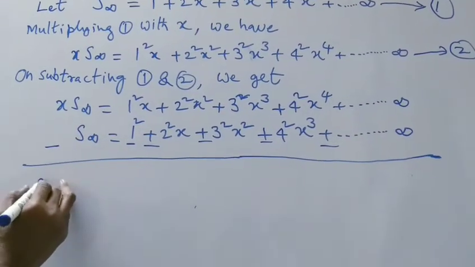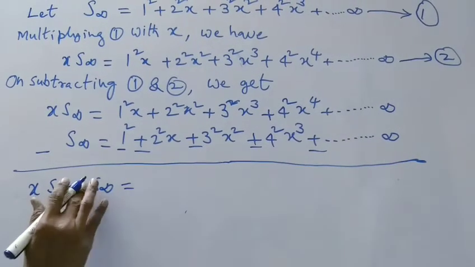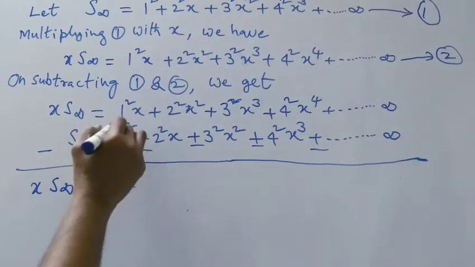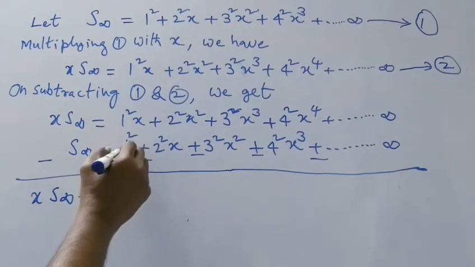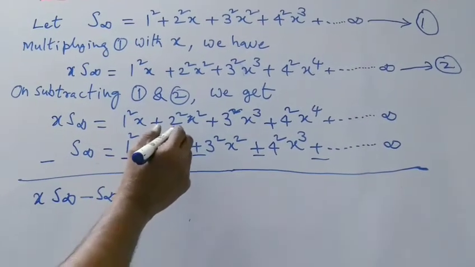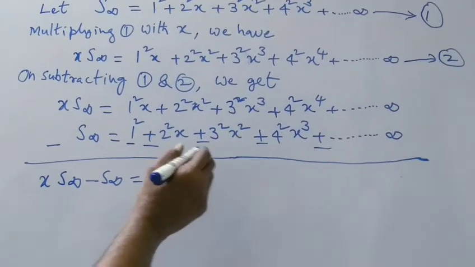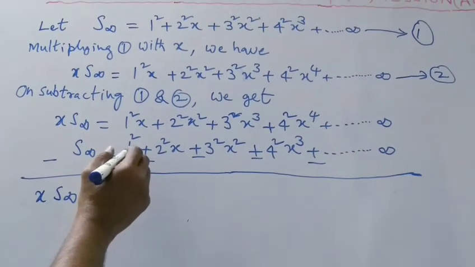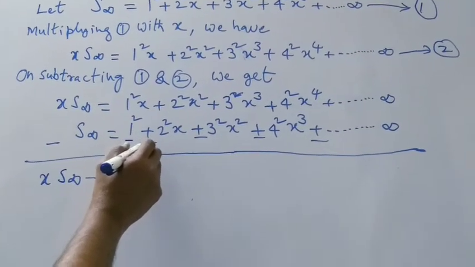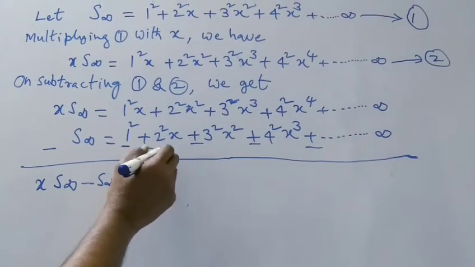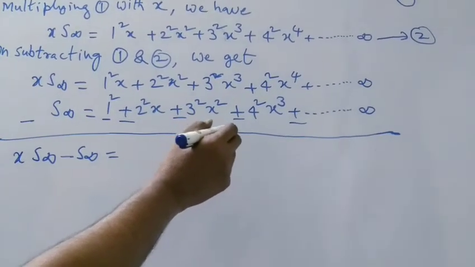S infinity minus x into S infinity is equal to 1 square plus 2 square x plus 3 square x square plus 4 square x cube plus and so on to infinity. Here, minus x S infinity equals 1 square x plus 2 square x square plus 3 square x cube plus 4 square x to the power of 4 plus and so on to infinity.